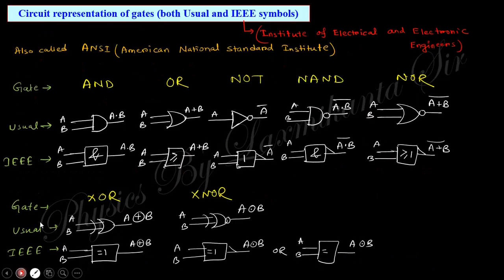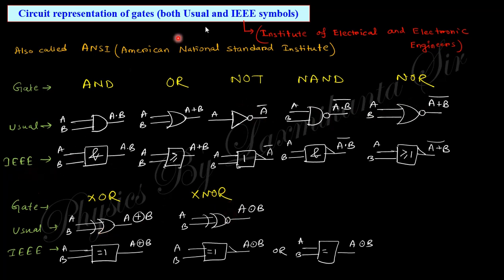Okay, next topic is the circuit representation of gates, both the usual and the IEEE symbols. You know we have already discussed the AND gate, OR gate, NOT gate, NAND gate, NOR gate, XOR gate and XNOR gate, right? And this is the usual symbol we already discussed. This is the AND gate, this is the OR gate, NOT gate, NAND gate, NOR gate, this is the XOR gate and this is the XNOR gate.